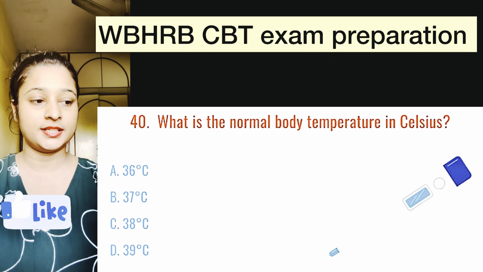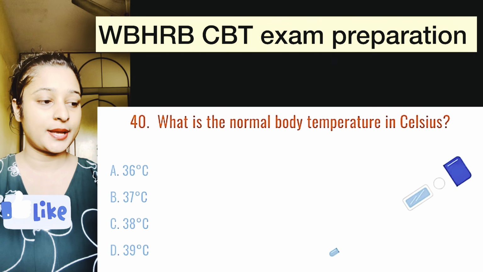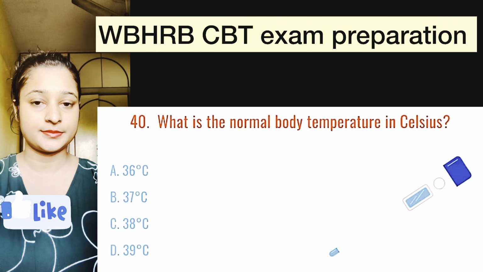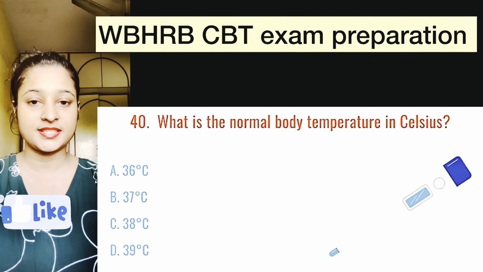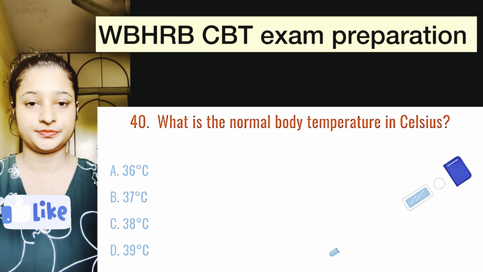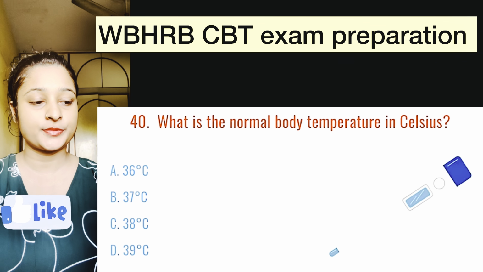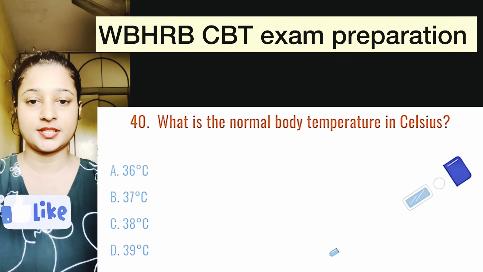Question number 40, what is the normal body temperature in Celsius? Option A is 36 degrees centigrade, B is 37 degrees centigrade, C 38 degrees centigrade and D 39 degrees centigrade. Here correct option is option B 37 degrees centigrade.